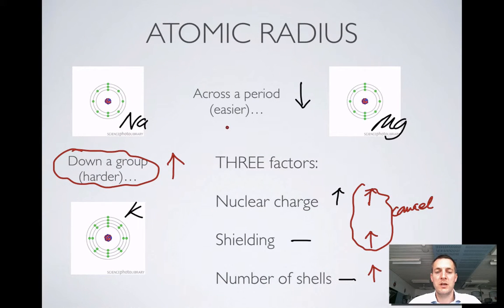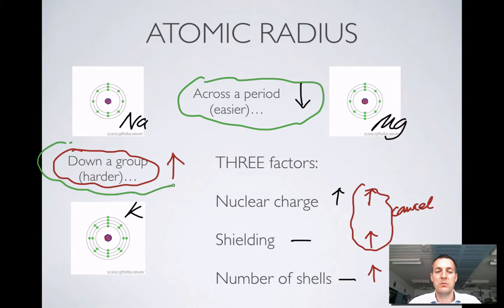So I suppose at the heart of this, we've just got to make sure that we remember that across a period, the atomic radius goes down, and down a group, it goes up. But we've also got to be able to explain that in terms of these three factors.